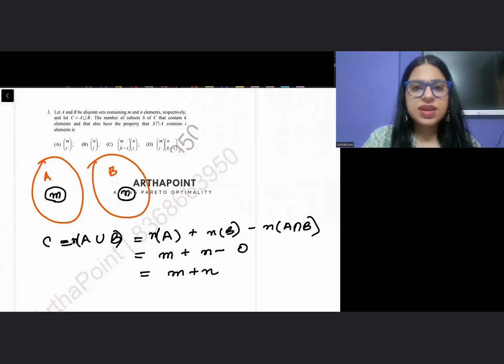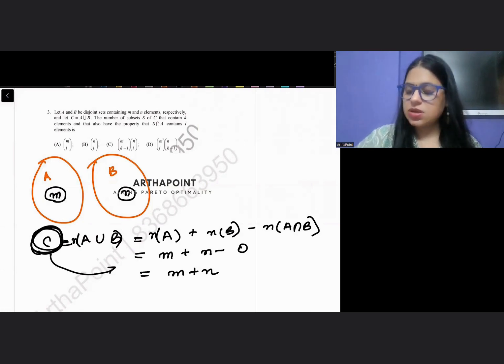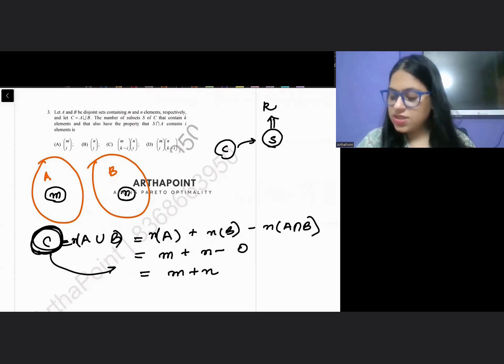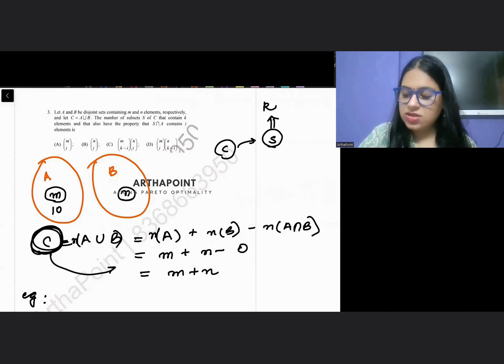Okay. The number of subsets S of C. So now this is my S, a subset of C. C has M plus N elements in it. Now what I'm doing is, from C, I start creating subsets. Subsets of C that contain K elements, right? So try to understand that this subset of C has K elements in it. Let's say, to give you an example, that M is 10 and N is, say, 6, right? So I have 16 elements in C.